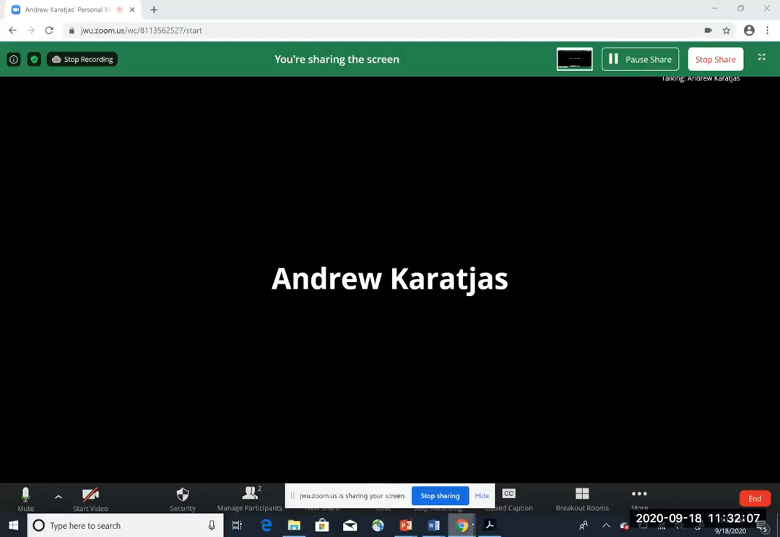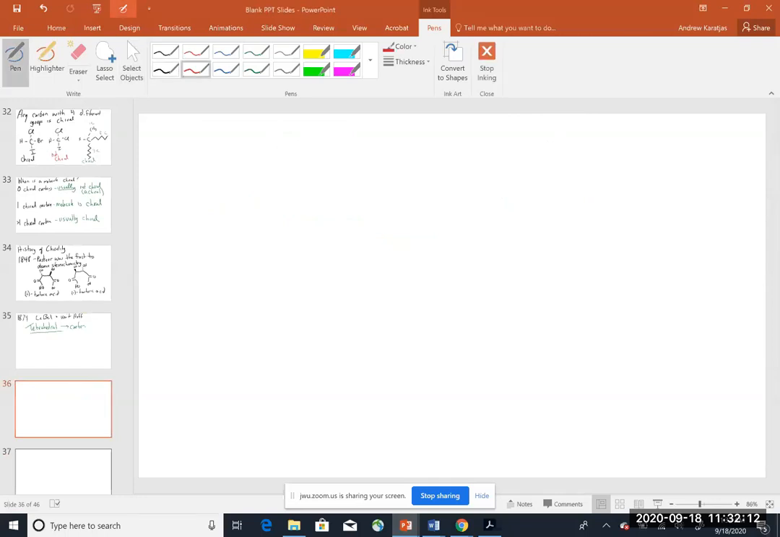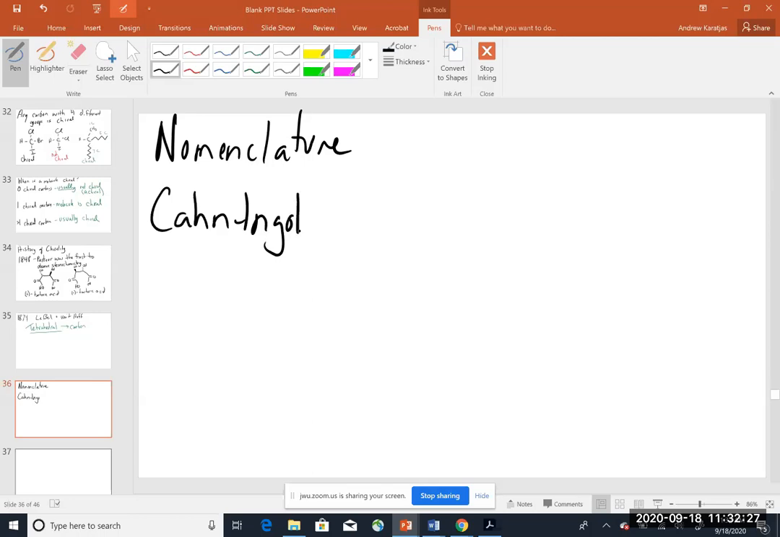So now we need to address the nomenclature piece. How do we name these compounds, these stereoisomers, so that the names actually reflect the structures? So we do this using what is known as the Cahn-Ingold-Prelog system.